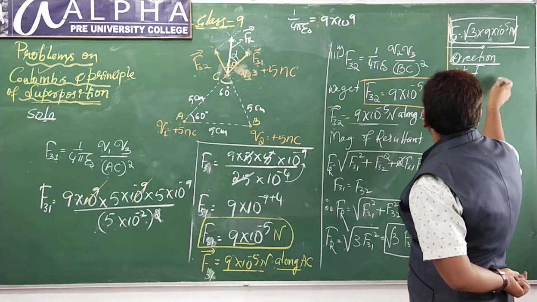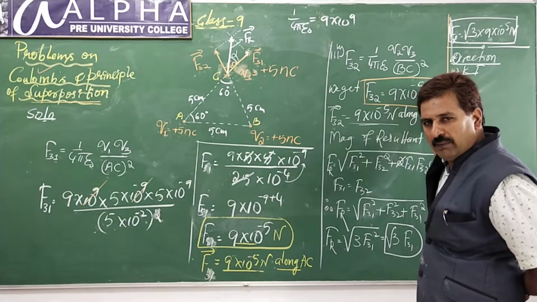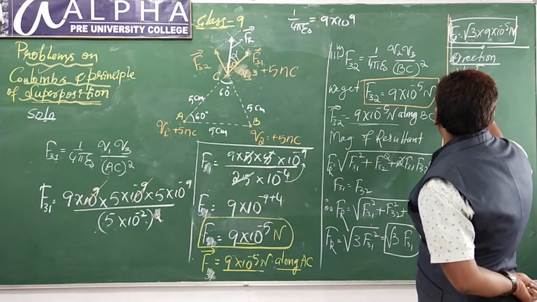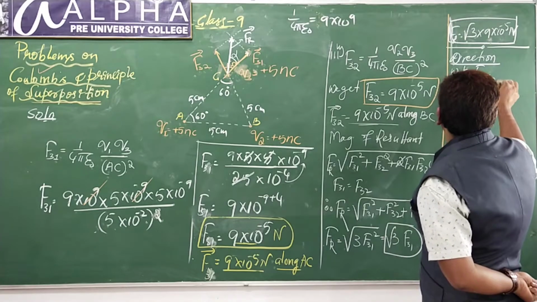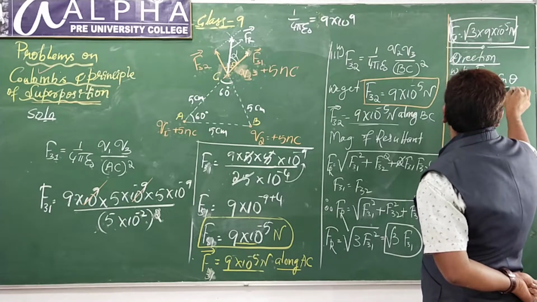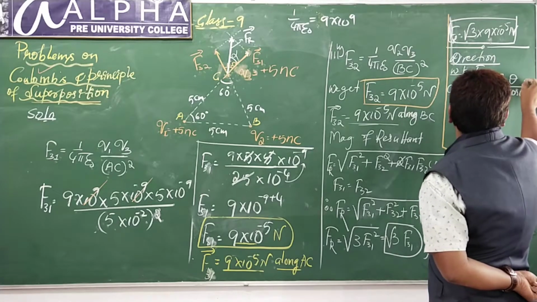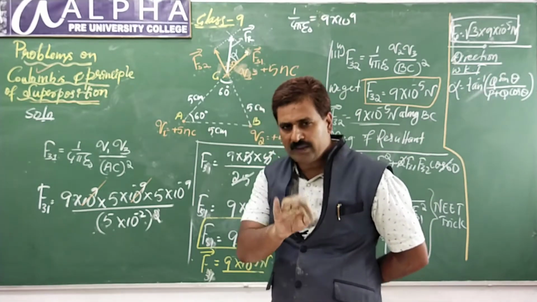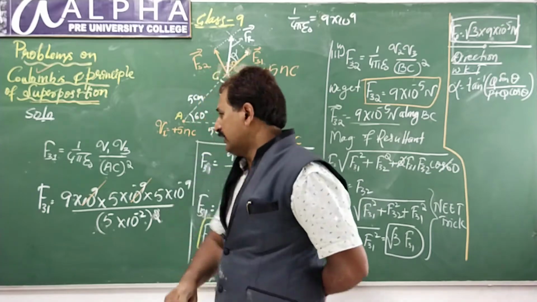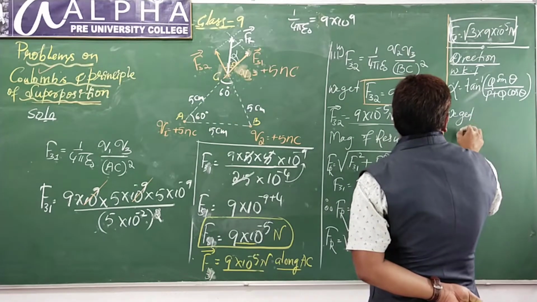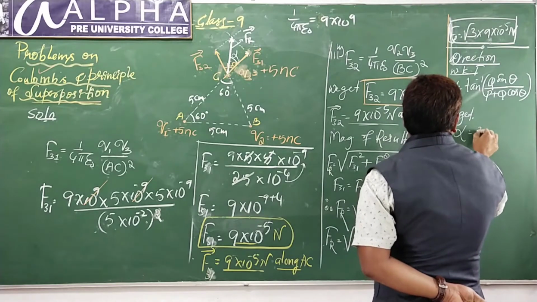Tan alpha equals Q sin theta by P plus Q cos theta. I solve for alpha. What is alpha? Alpha equals tan inverse of Q sin theta divided by P plus Q cos theta. As I explained yesterday, it is a very similar problem. Just go through that part of the calculation. But here we get the value of alpha as 30 degrees.